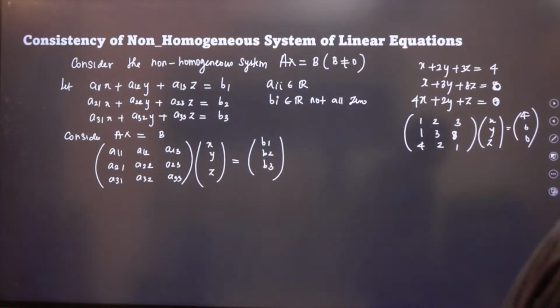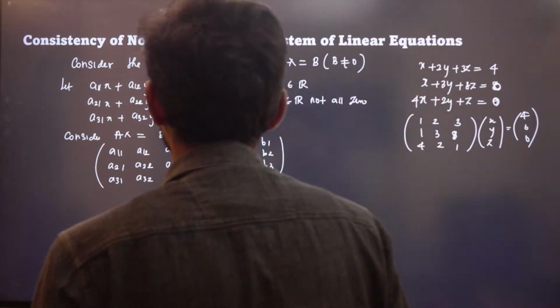So whenever you have a non-homogeneous system, you can always write Ax equal to b. A is your coefficient matrix, x is the vector of variables, that is, the variables you have to find, and b is the output vector, which here is b1, b2, b3.